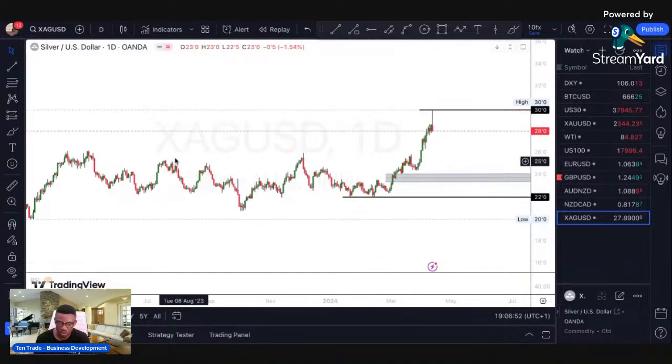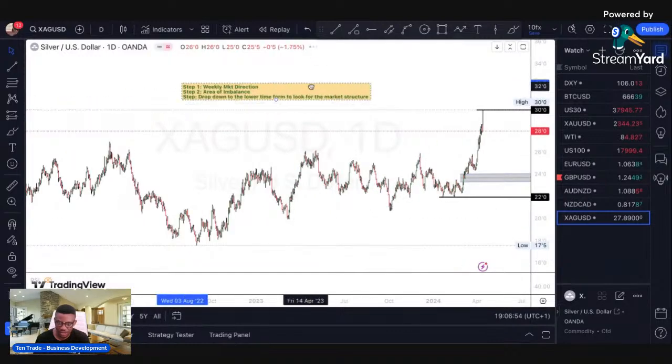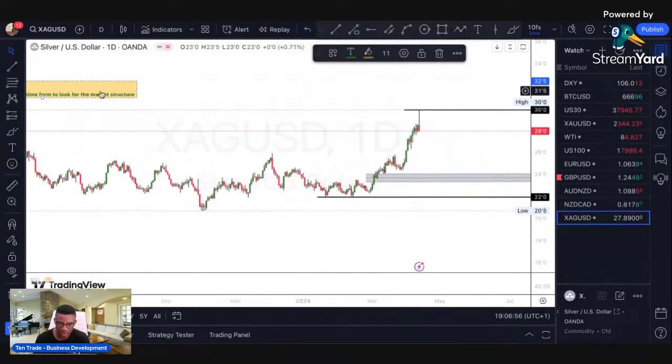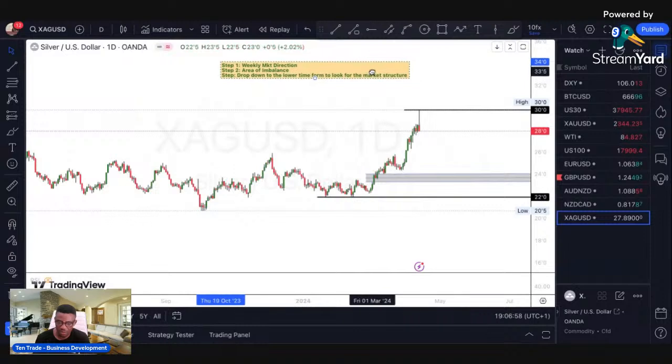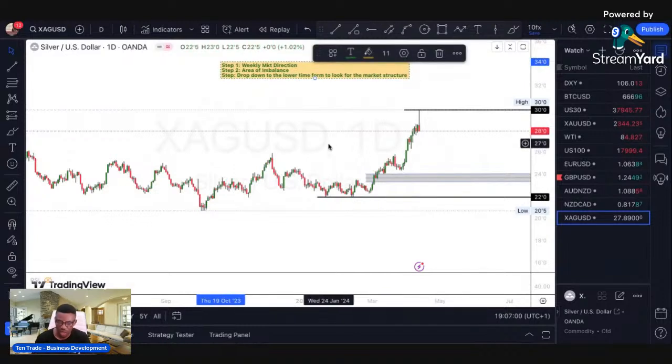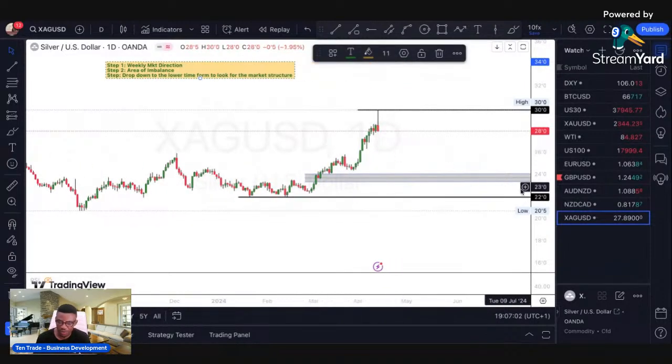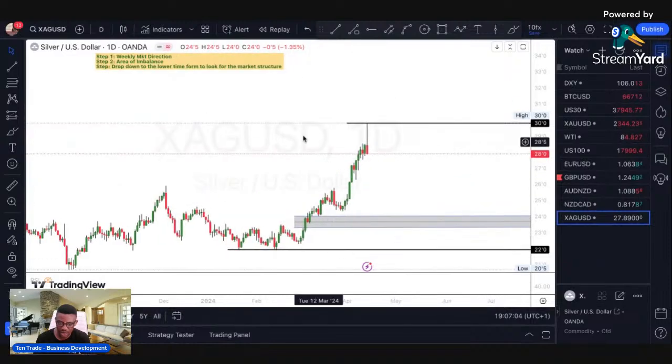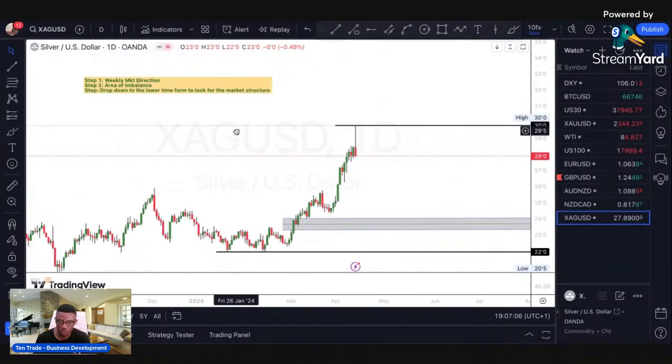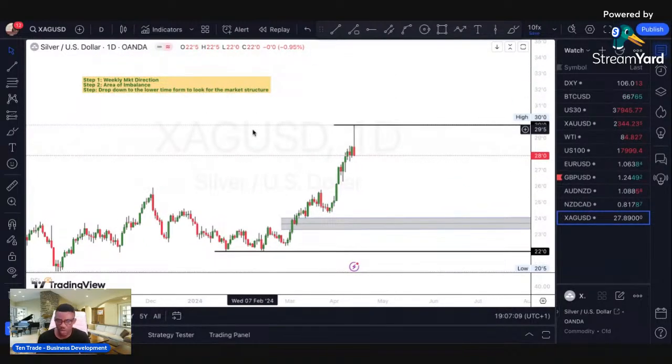Remember the rule. We have 3 steps. Always remember it. 3 steps. Step 1, weekly market direction is bullish. Step 2, area of imbalance. We marked it from the weekly time frame. So now we want to drop down to the lower time frame to look for market structure. What is happening on the daily time frame in terms of structure?